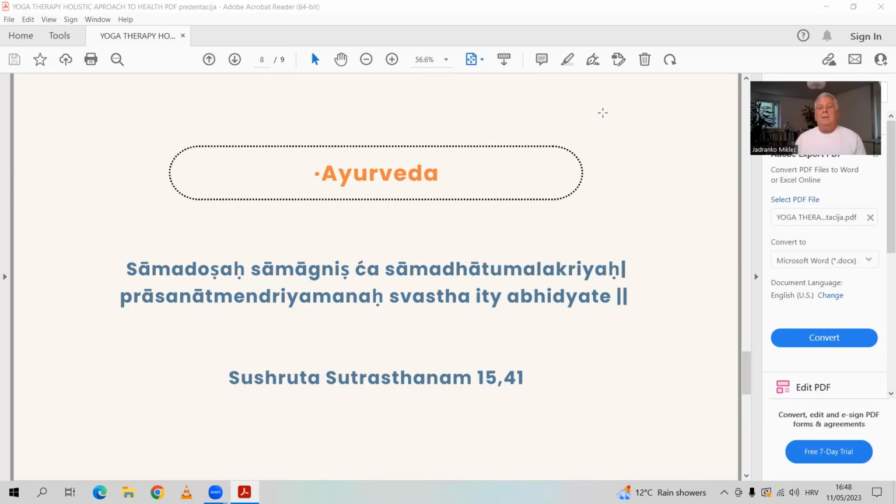And then there should be balanced elimination of the waste from your body. And then also that you are established in yourself, in Atman, and a good relation of yourself with the mind and the function of the senses, and that you are in that state of happiness and wholeness. This means health in relation to Ayurveda.